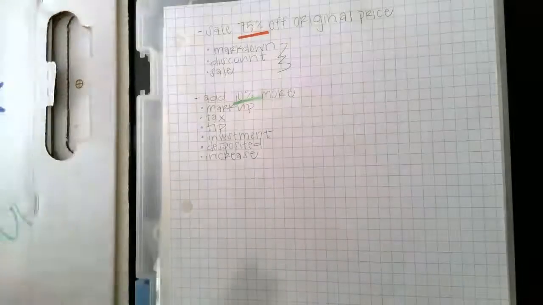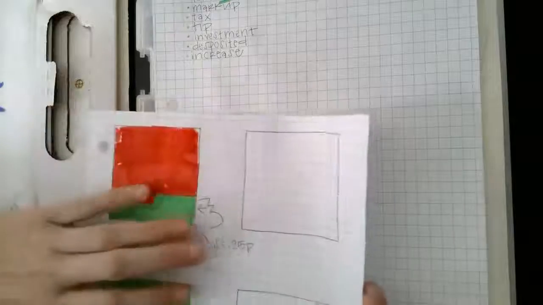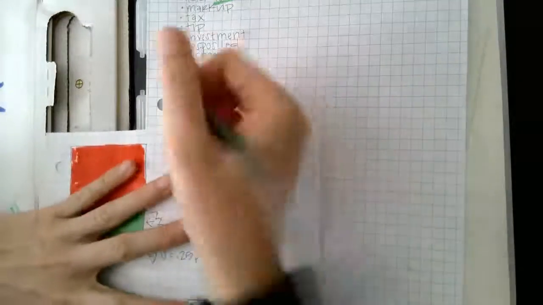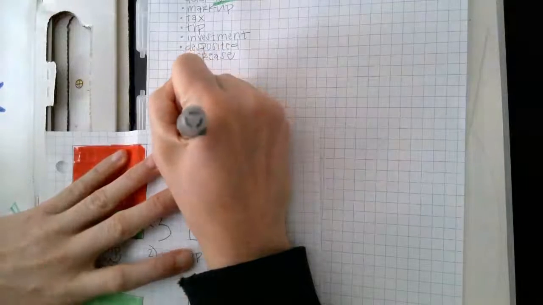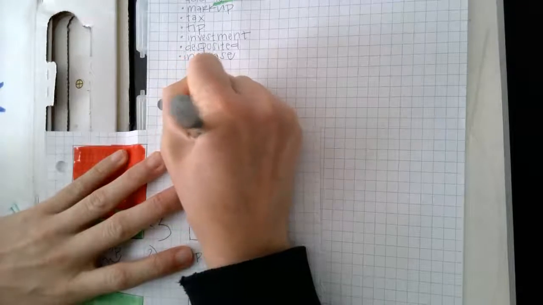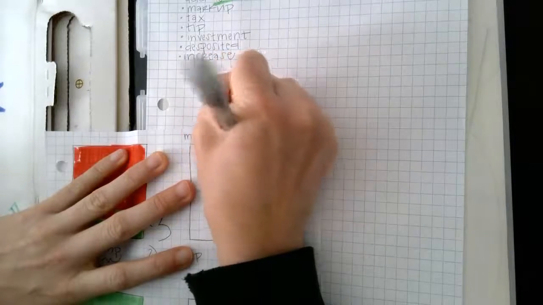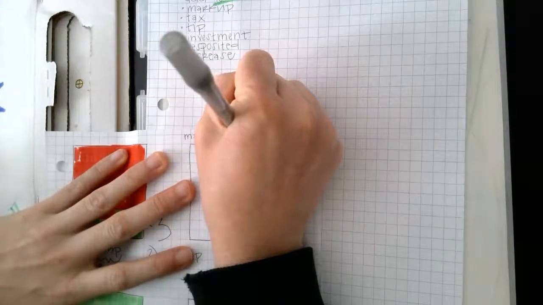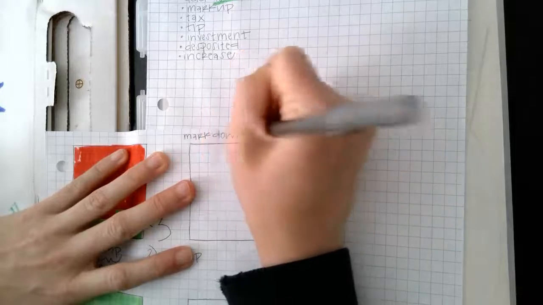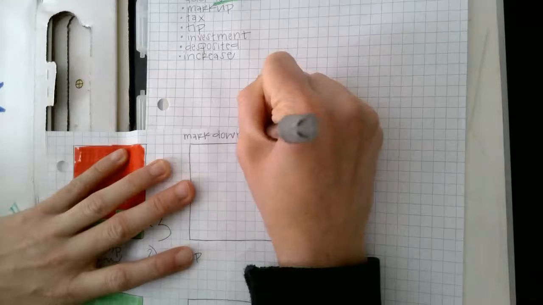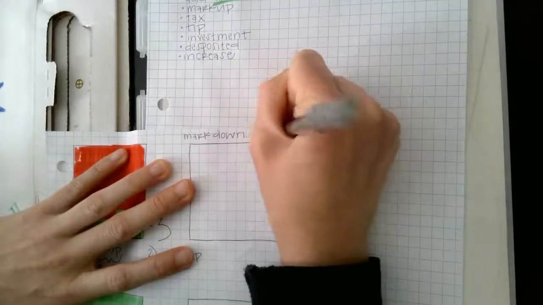So we're going to go ahead and do another example of each type of problem. This one is going to be a sale or a markdown. We're going to do a markdown this time. A markdown. And the markdown is going to be 7%.